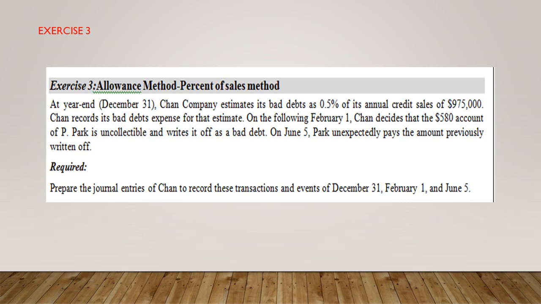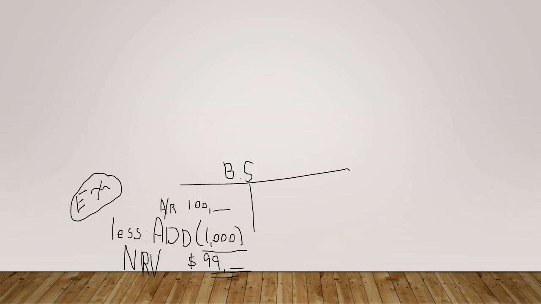Prepare the journal entries of Chan to record the transactions and events of December 31st, February 1st, and June 5th. Okay, let's start with December 31st. On December 31st, what happens? I'm estimating that 0.5% of the annual credit sales are not going to be collected in the future.